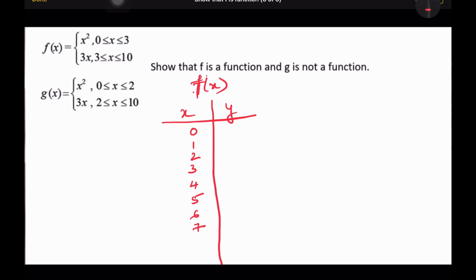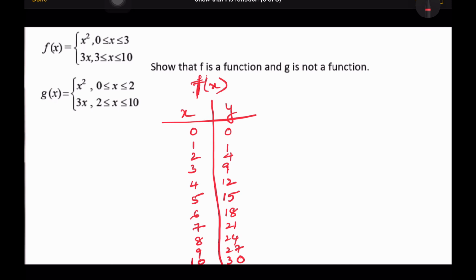So we'll see the first function, f of x, and how to do this. We'll take x and y over here. What are the values which x can take and what are the values which y can take? It is taking 0, 1, 2, 3, 4, 5, 6, 7, 8, 9, 10. When x lies between 0 and 3, it is nothing but x square. So this will become 0, this will be 1, this will be 4, and this will be 9.